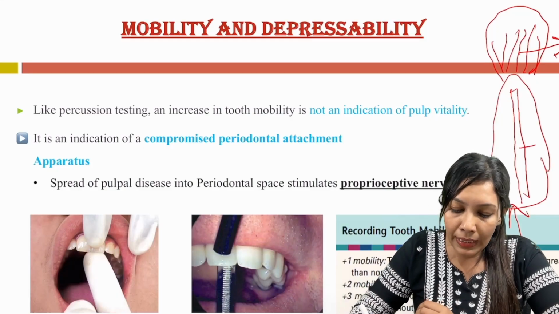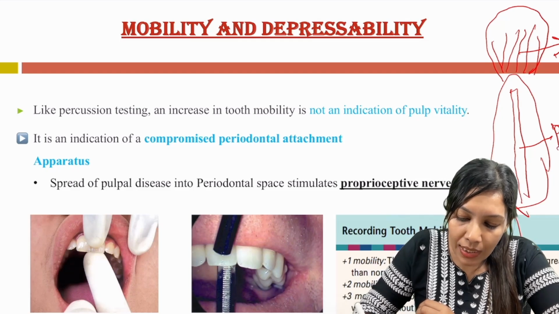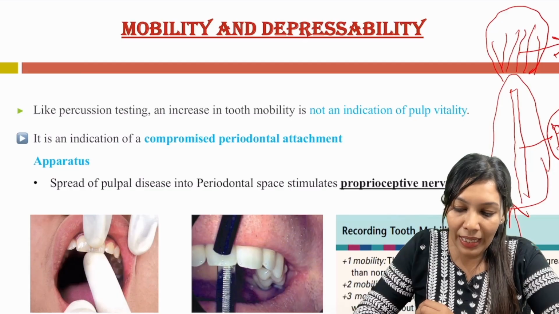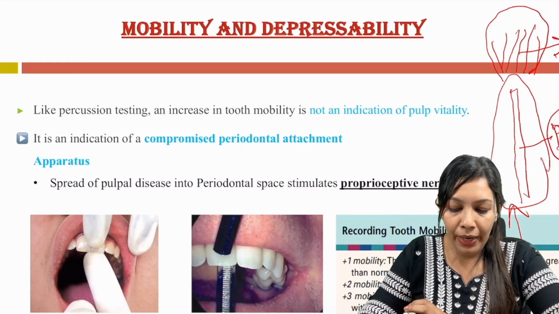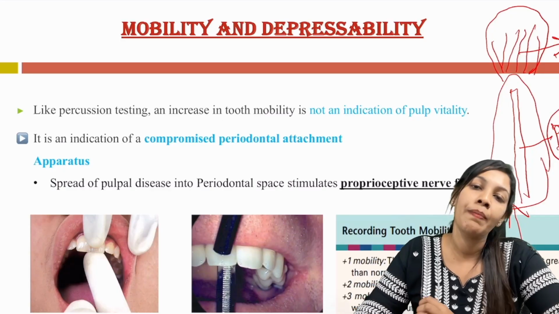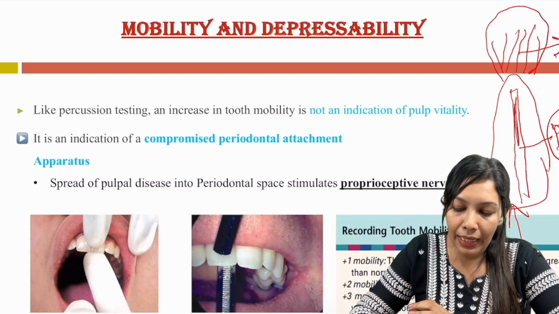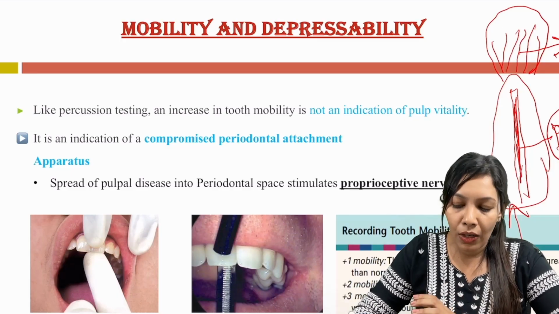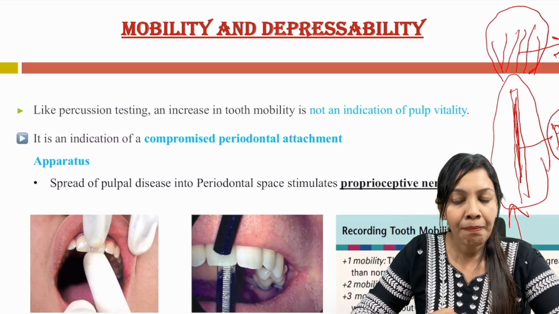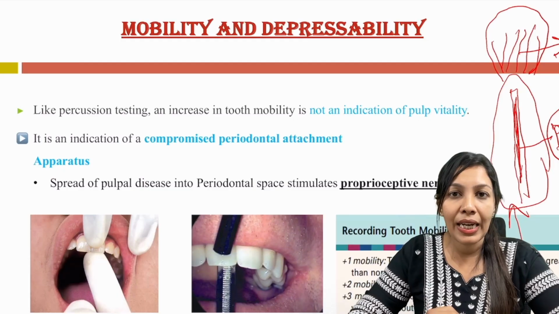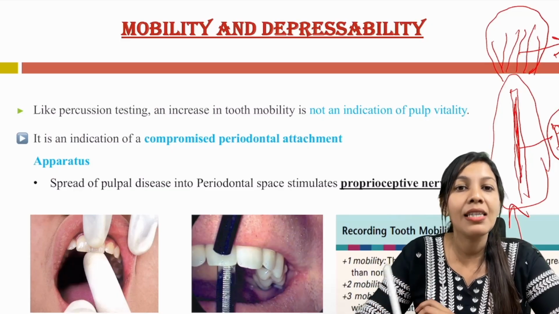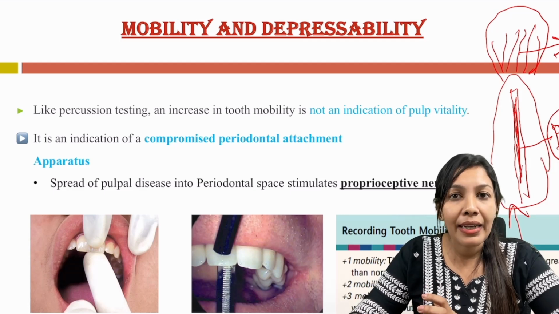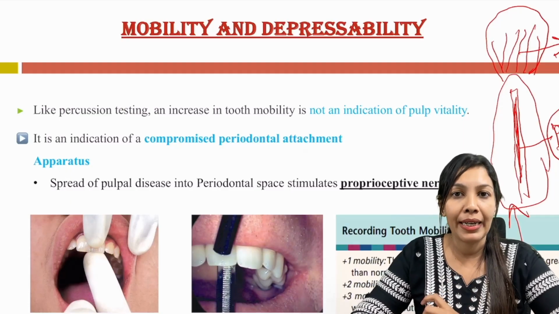That is because these proprioceptors are not seen in the pulpal area, but they are seen in the periapical area. The spread of pulpal disease into the periodontal space stimulates proprioceptive nerve fibers. So if pulpal disease is there, there is no pain in the periapical area because there are no proprioceptors in the pulpal area. There is a large amount of proprioceptors in the periodontal space. That is why when we do any test on the periodontal space like percussion or palpation, there is pain, which indicates activation of the proprioceptors at the periapical area.